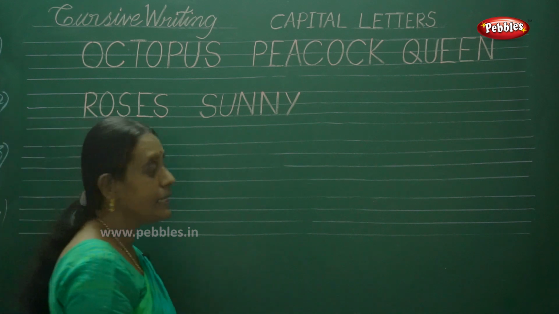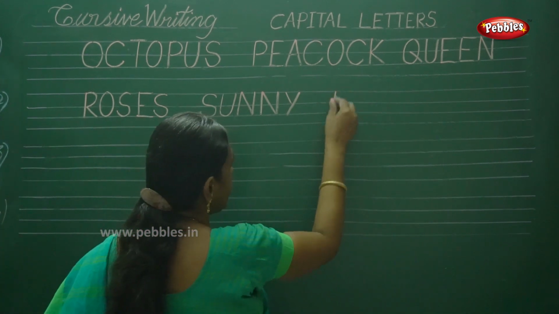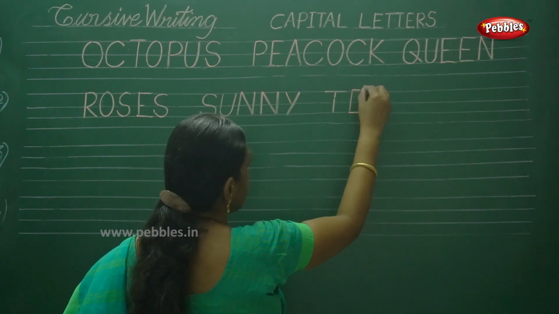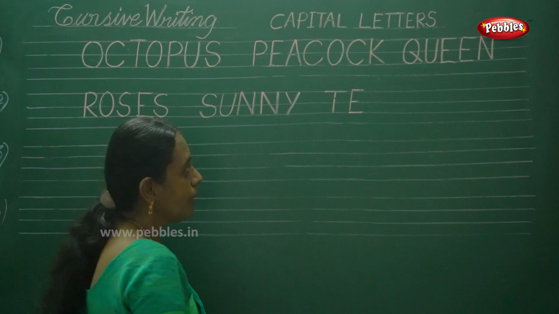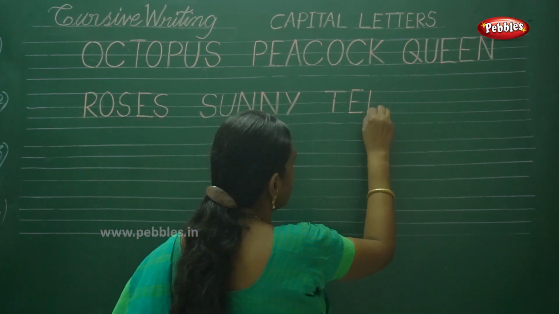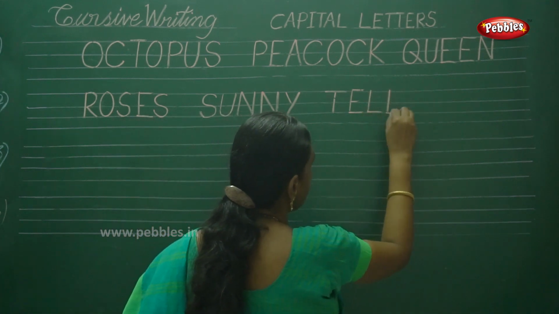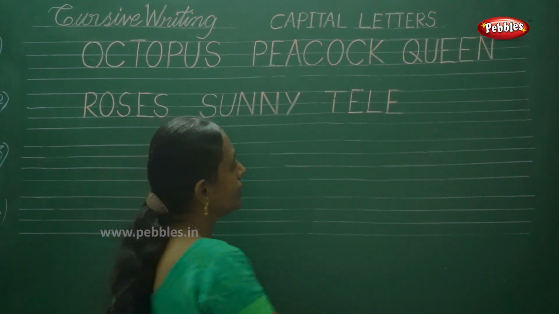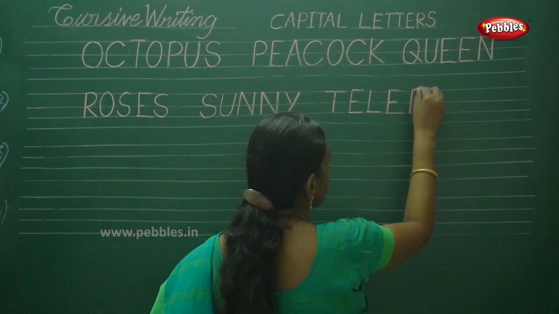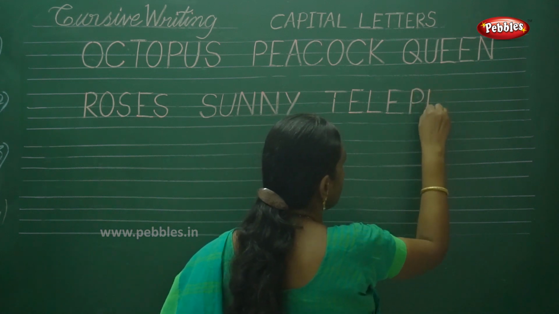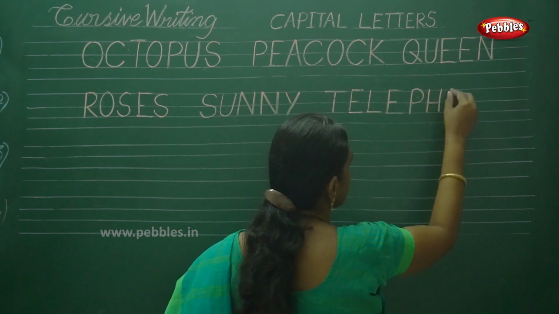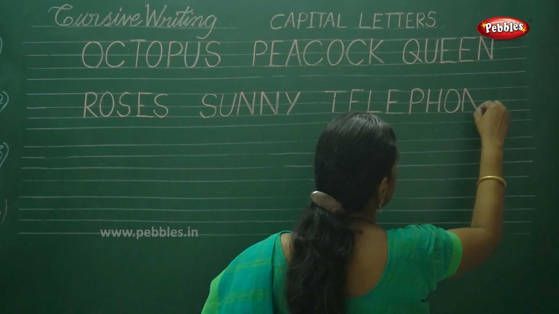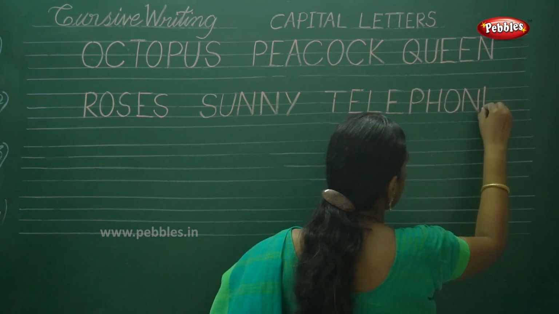Okay, then T, T, telephone, T E. Okay, L and E, telephone, P, H, O, N and E.